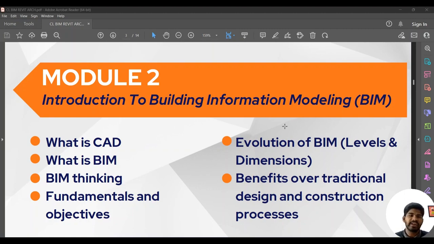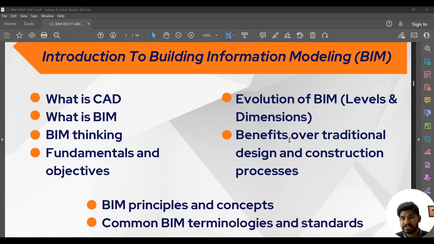See, there is no technology or tool which is developed overnight, right? Everything evolved over a period of time. We will be discussing more about that and the benefits over our traditional design and construction processes. Before BIM also, people were building buildings, bridges, highways, each and everything. Then what is the difference between that traditional way of construction and this virtual design and construction using BIM?